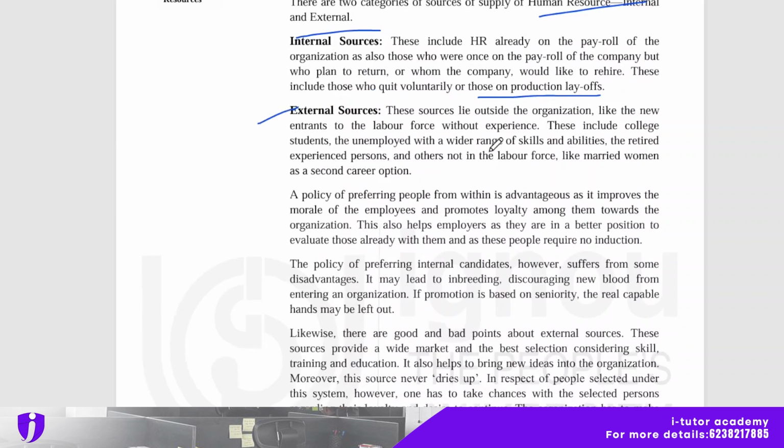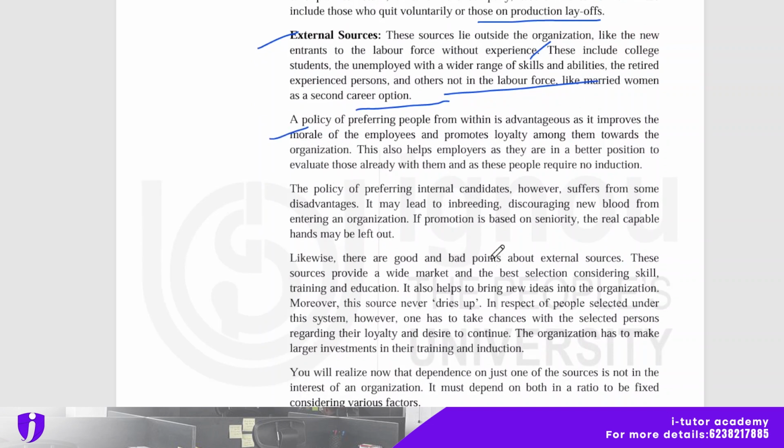And the external sources, these sources lie outside the organization, like the new entrants to the labor force without experience. These include college students, the unemployed with a wider range of skills and abilities, the retired experienced persons, and others not in the labor force, like married women as a second career option. A policy of preferring people from within has advantages as it improves the morale of the employees and promotes loyalty among them towards the organization. This also helps, as employees are in a better position to evaluate those already with them, and as these people require no induction.